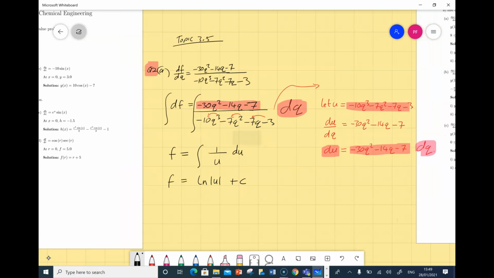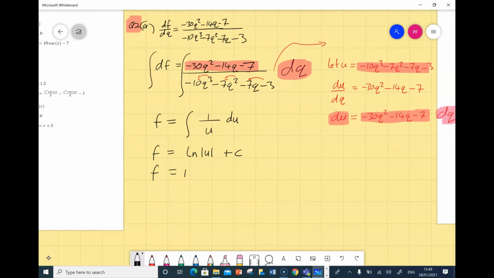Okay, so we're nearly finished. We'll just fill back in what u is. Remember, that's the natural log. Now, if we're putting in limits here, do we need to? No, we do need to fill in for q here. So minus 10q cubed minus 7q squared minus 7q minus 3, the absolute value of all of that plus c.